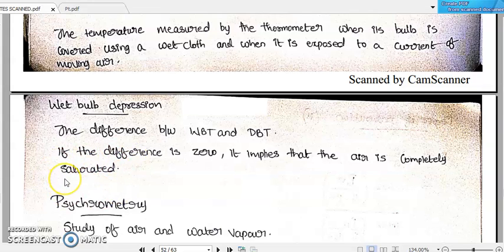So if we know the wet bulb temperature and dry bulb temperature, just take the difference between the two. If it is coming to 0, we can understand that the particular atmospheric air is completely saturated with the maximum amount of water vapor it can hold. So let us continue later.